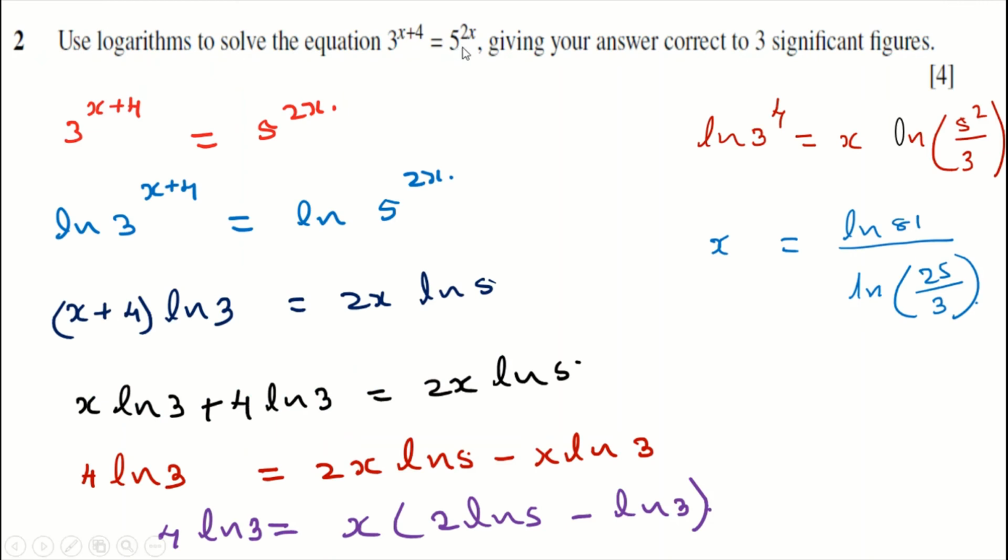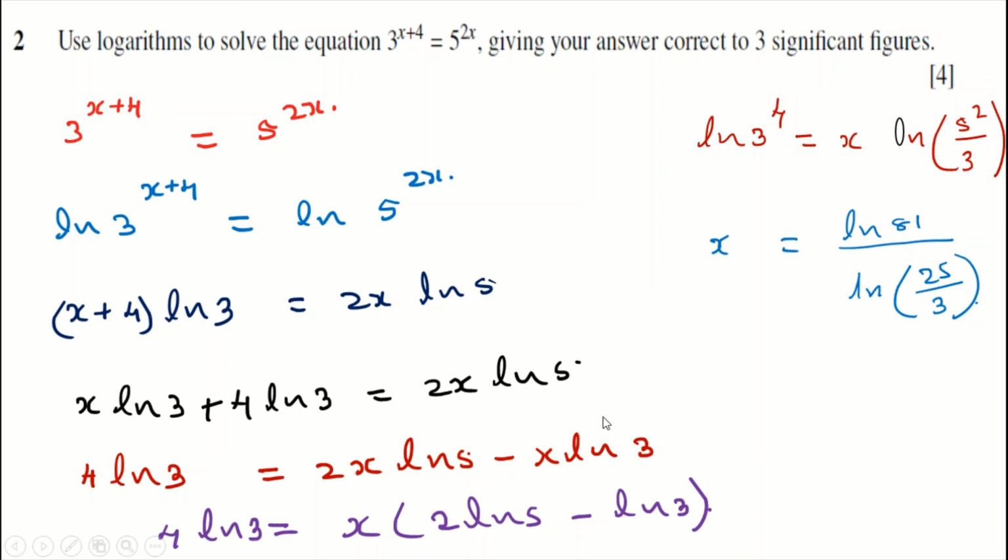We've got to use techniques of logarithms for this one as well. We are given 3 to the power x plus 4 is equal to 5 to the power 2x. Then we take logarithms on both sides: ln of 3 to the power x plus 4 equals ln of 5 to the power 2x. Now we can take these powers to the front, a rule that we've been discussing all this time. (x plus 4) ln 3 equals 2x ln 5. Now we can open this bracket: x ln 3 plus 4 ln 3 is equal to 2x ln 5.